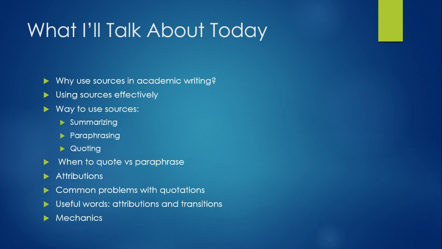to paraphrase, how to use attributions, which are really important ways for you to distinguish between your own writing and that of other authors. I'll talk a little bit about some common problems that we see with use of quotations, and finally offer you some useful words for both attributions and transitions in your writing. I'll conclude with a brief look at mechanics, mostly to give you some references for places that you can go to figure out exactly where and how to put the commas, the quotation marks, and all of the other symbols that can help us to follow your work.